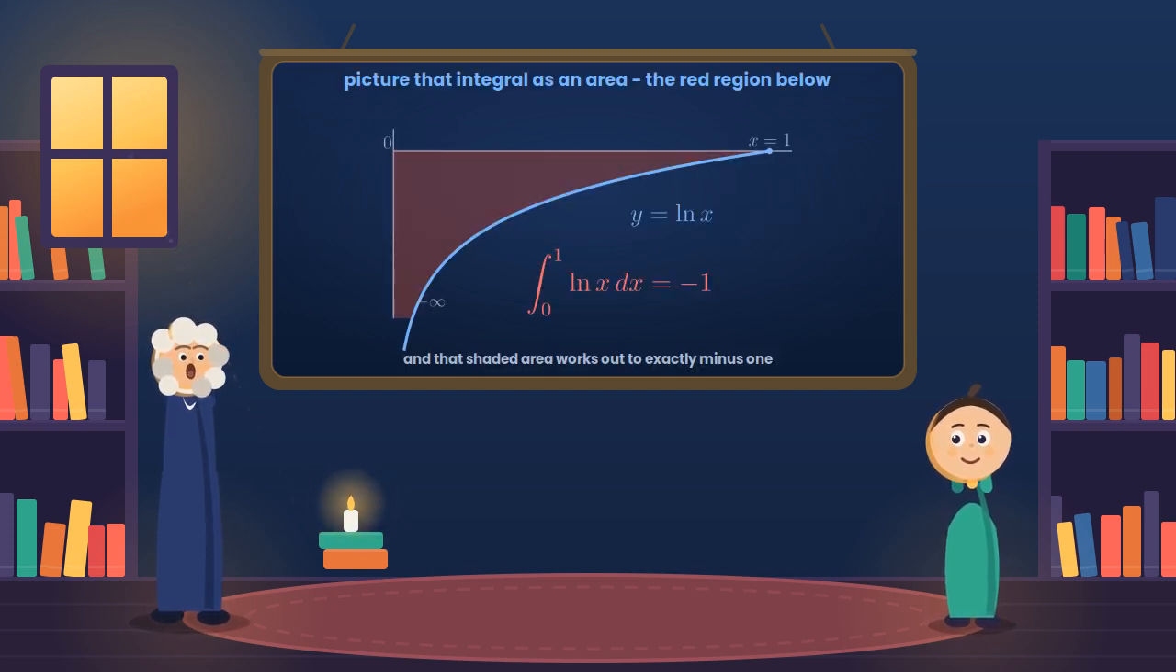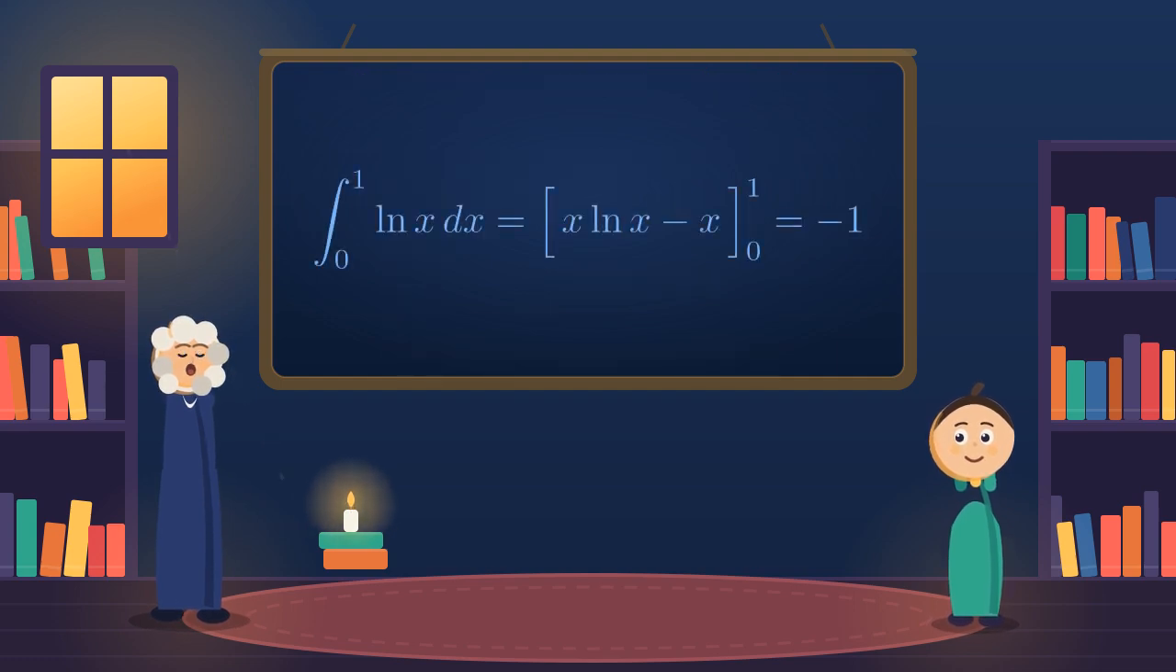Picture that integral as an area. The curve is y equals ln x between 0 and 1. Ln is negative. It dives down toward minus infinity near 0, yet the area it traps is perfectly finite, and that shaded signed area comes out to exactly minus 1.